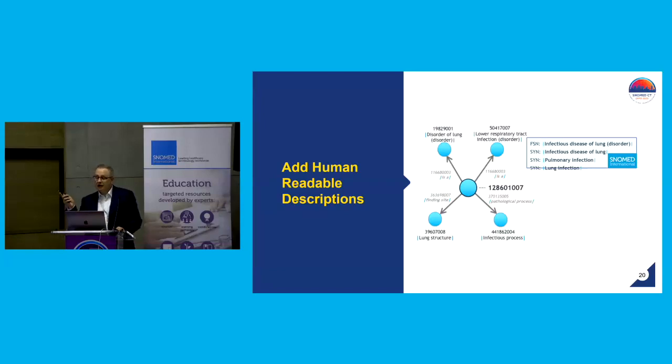But what's key here is that in terms of the human readable bit, we have what's called the FSN, which is a long, unambiguous name in brackets with a semantic tag that tells you which hierarchy it's in. But then we have a number of synonyms, and not even to do with languages, but in common practice, people will use different words to mean the same thing. So we have to acknowledge that.